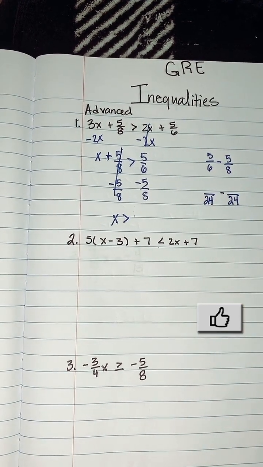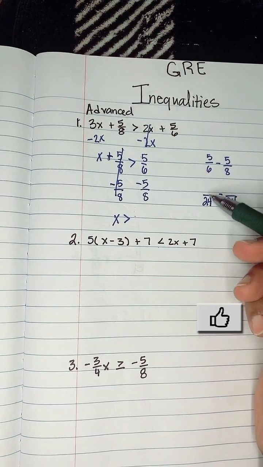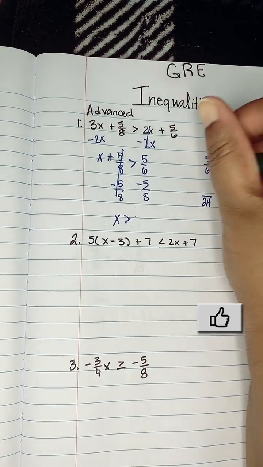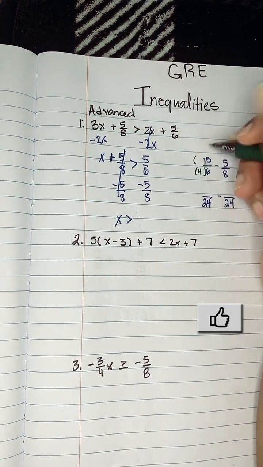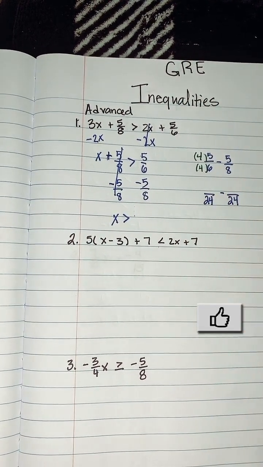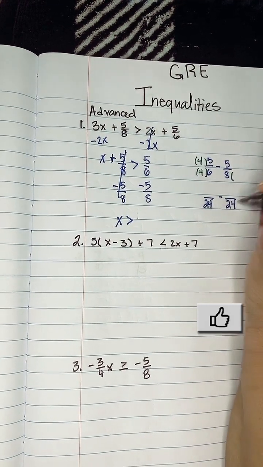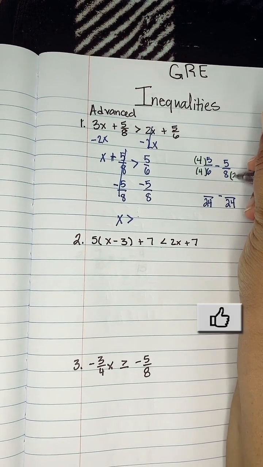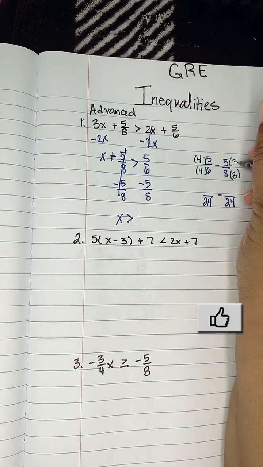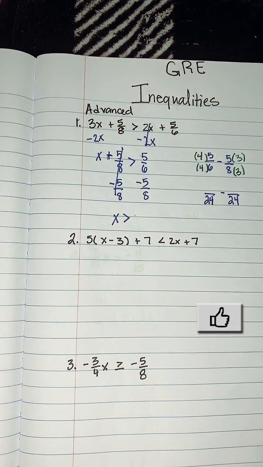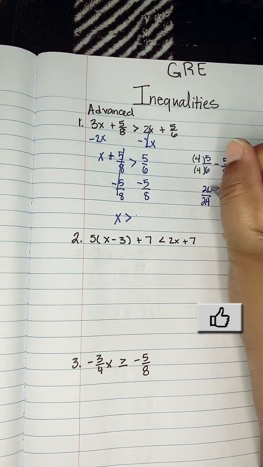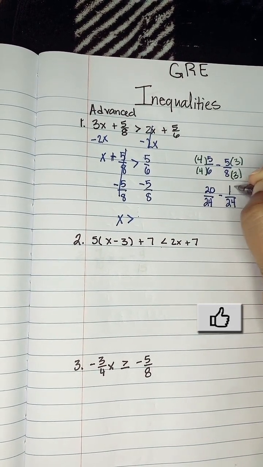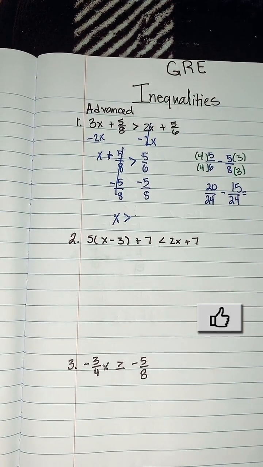So what we're going to ask ourselves, 6 times what gives us 24? Well, 4, and what we do to the bottom, we have to do to the top. And then this side is going to be 8 times what gives us 24? 3, and 3, okay? So we get 4 times 5 is 20, and 5 times 3 is 15, okay?